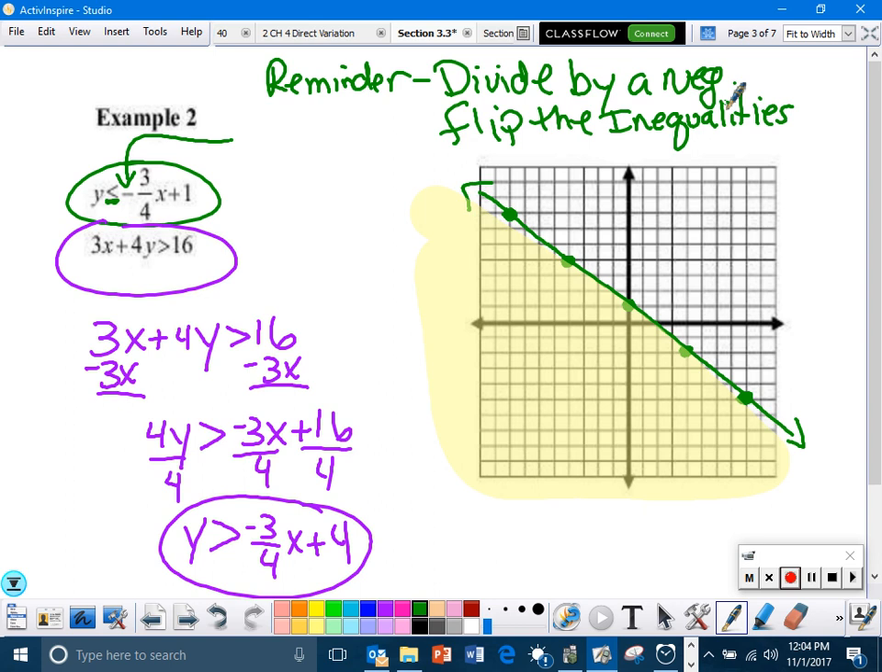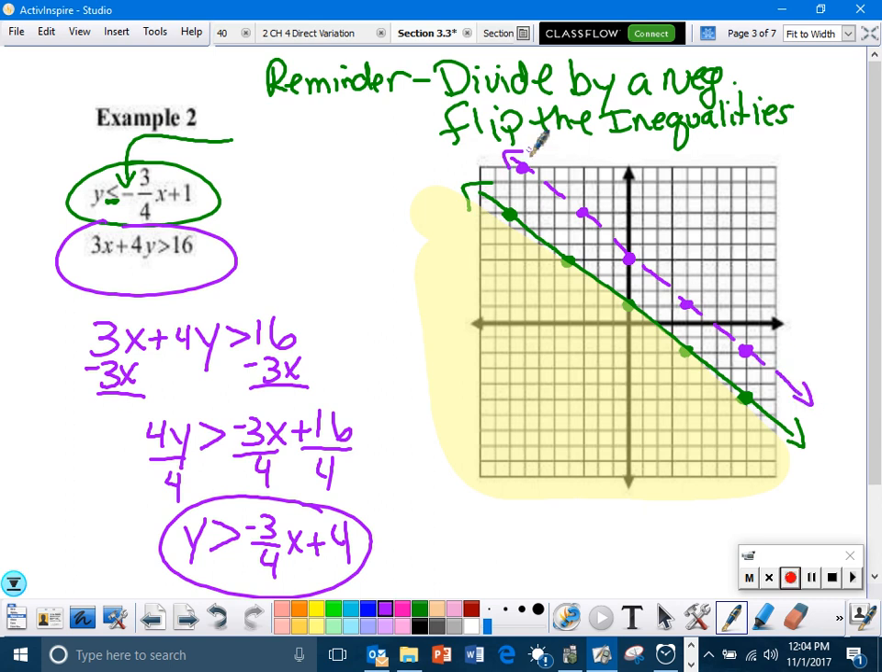All right, let me graph this one. So the y-intercept is 4. And the slope again is down 3 over 4. And since they have the same slope, these two lines should be parallel to each other. And it does not have an equal to on it. It does not, so it is a dashed line.